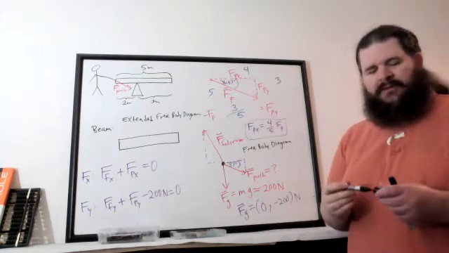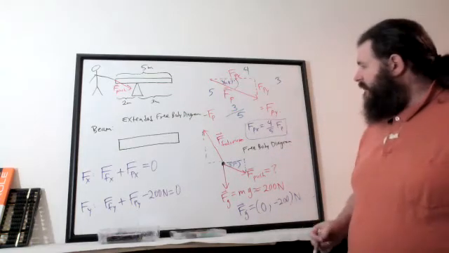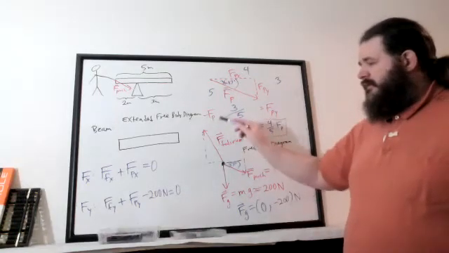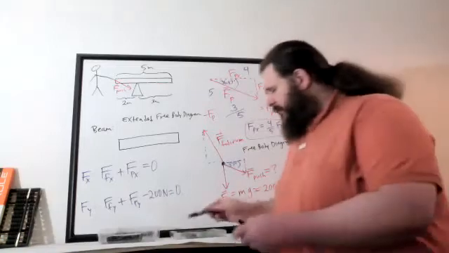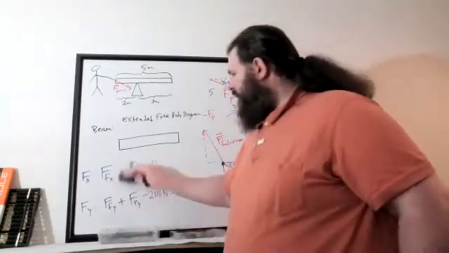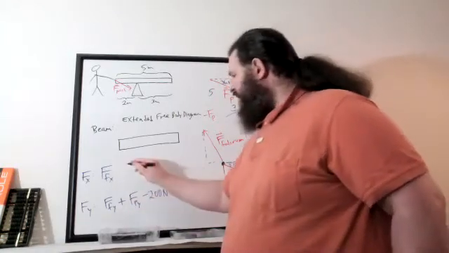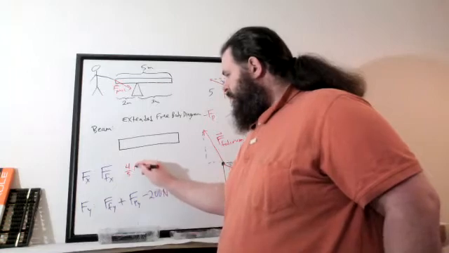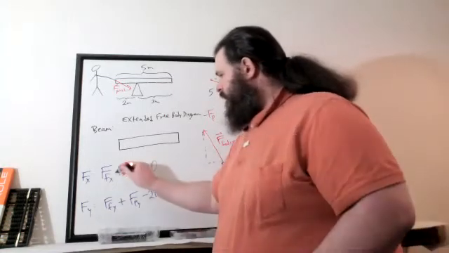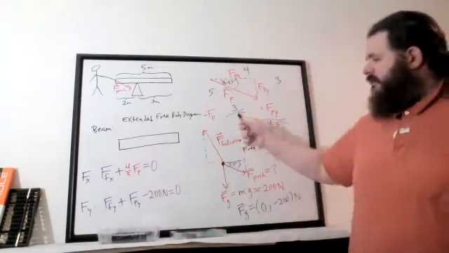But we can now make these substitutions. Everywhere we see FPX, we can replace it with 4/5 FP. Everywhere we see FPY, we can replace it with negative 3/5 FP. So let's fill that in. We know FPX is just 4/5 FP. And we know FPY is negative 3/5 FP.